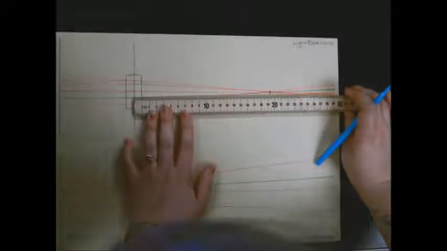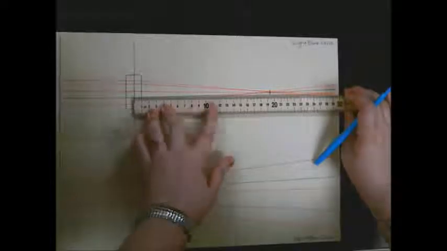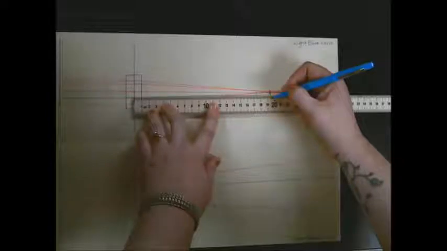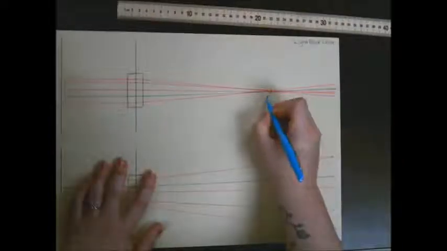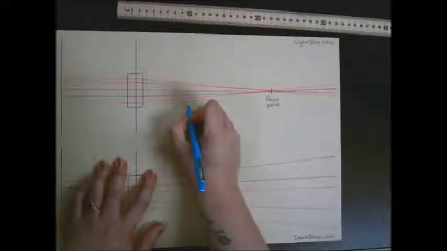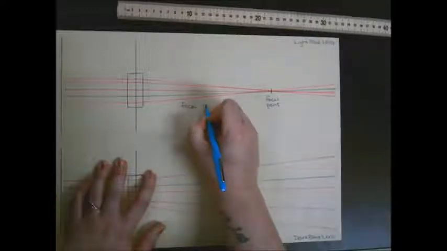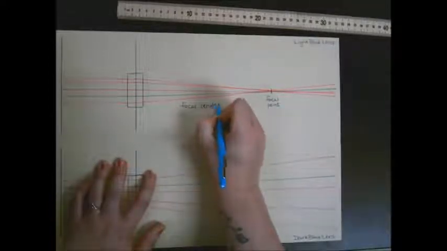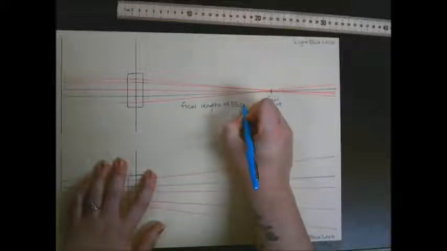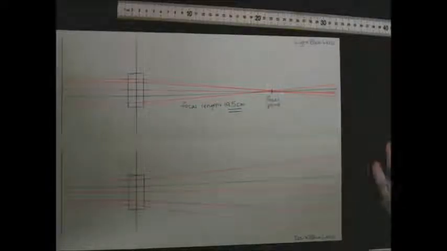Get your ruler and you're going to measure from the lens line, so the center of the lens, to your marked focal point. Just going to label that here. There's my focal point. And my focal length for the light blue lens is 19.5 centimeters. And that's it.